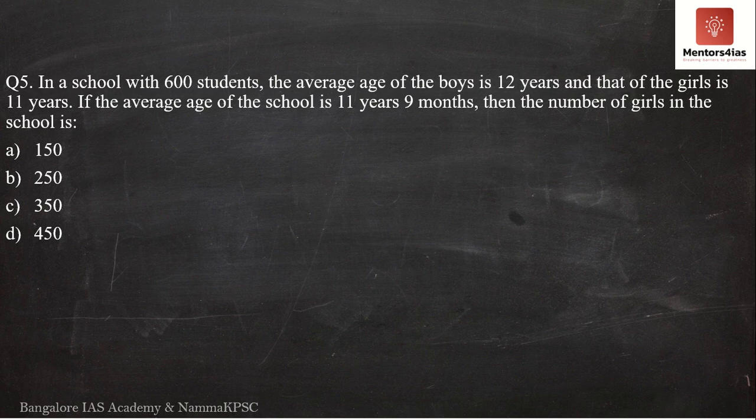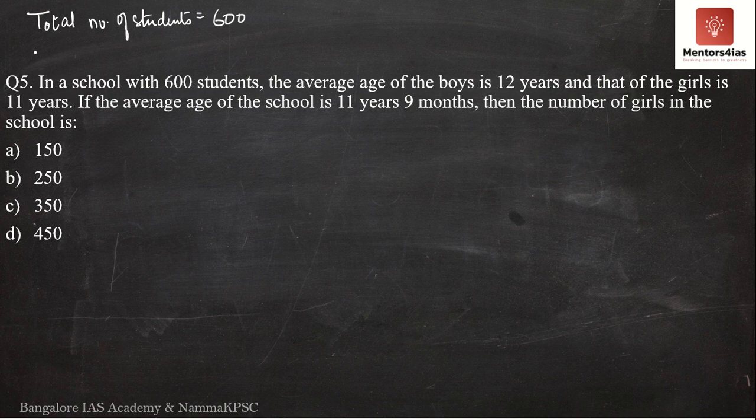So, we have to determine the number of girls in the school. Similar to the previous problem, we will take the same notations in this particular problem as well. The question is saying the total number of students is equal to 600. Now, the average age of boys is 12 years and that of girls is 11 years.